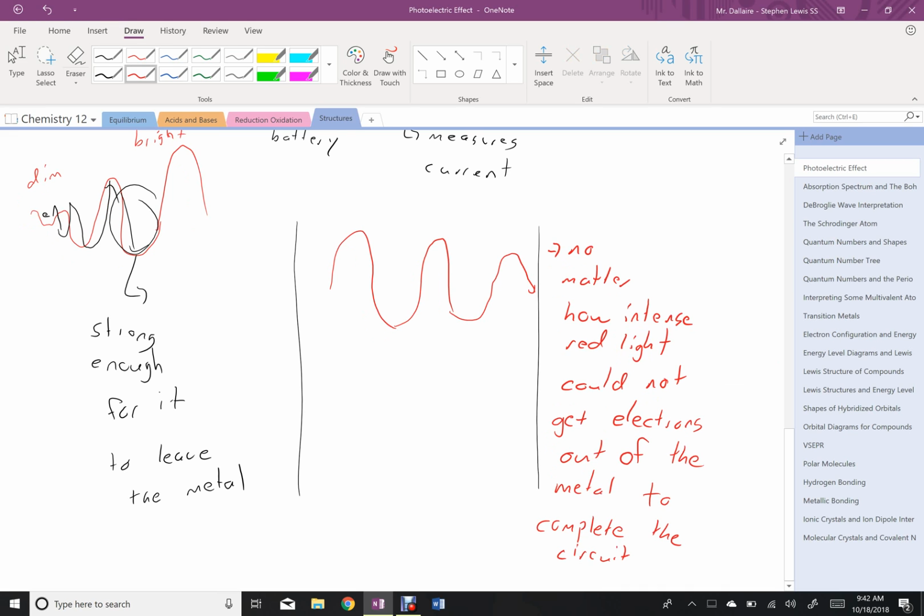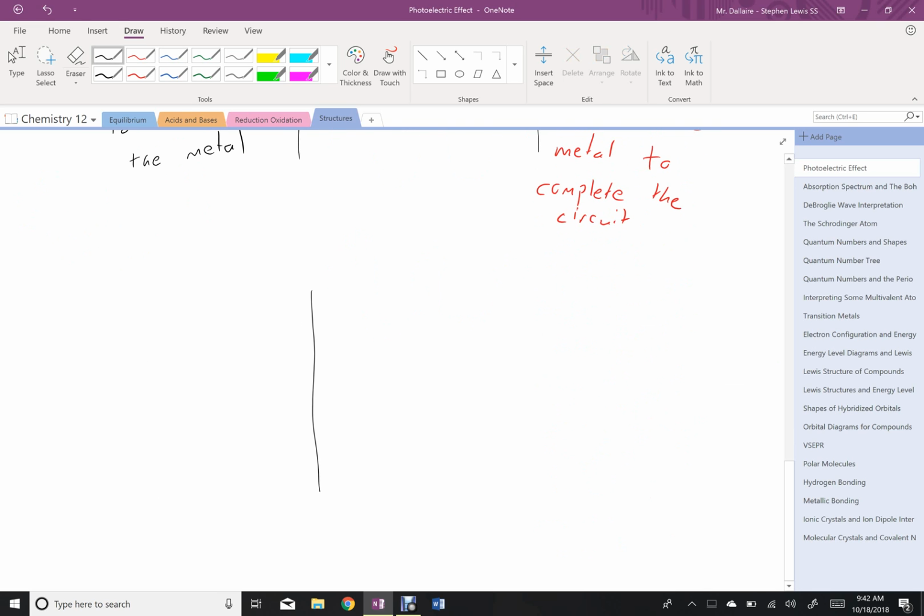So they decided to try the experiment again, but this time they switched something about the experiment. This time they used a bluer light. Now they may have gone with something that was even shorter wavelength than blue light, like an ultraviolet light, but for the sake of our discussion, we're just going to use a blue light. And what they discovered was that for even very low intensity blue light, the electrons started to pop off of the surface and they completed the circuit.